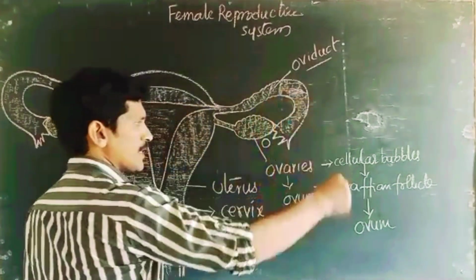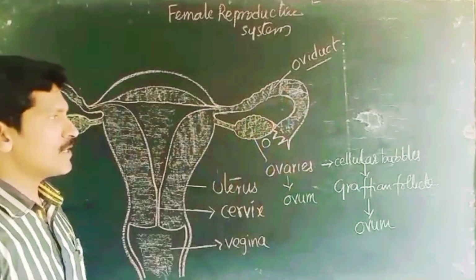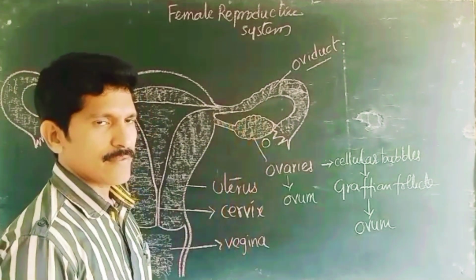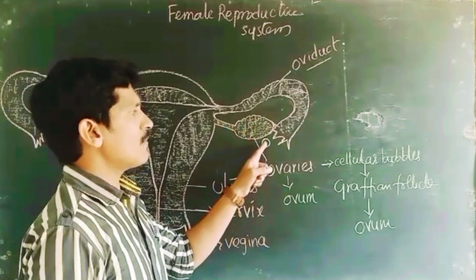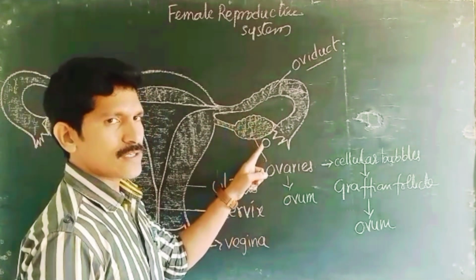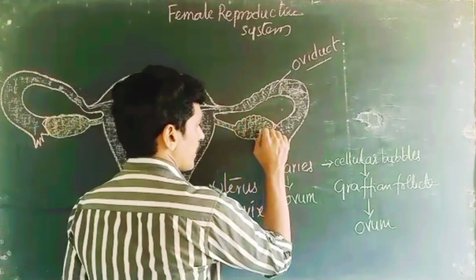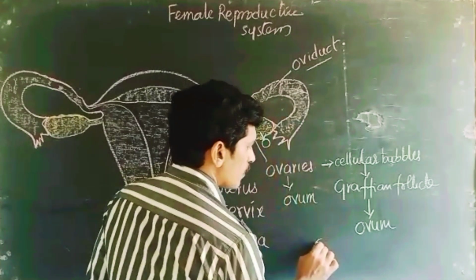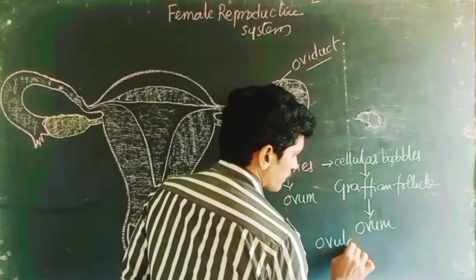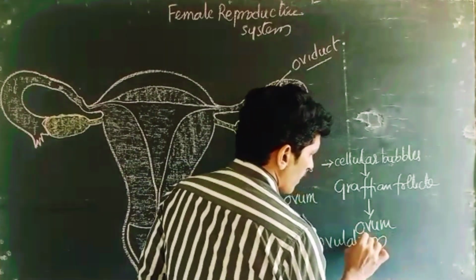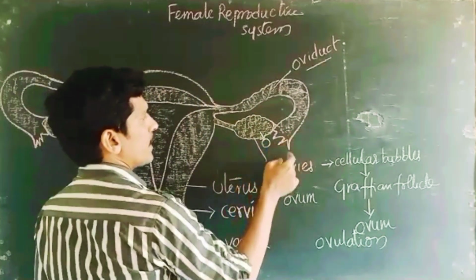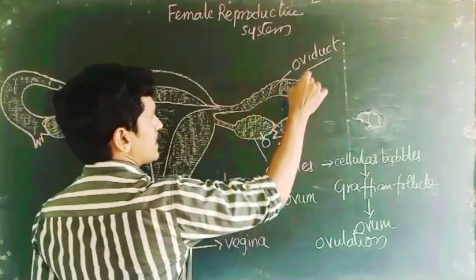When the ovum is flushed out of the ovary, it is called ovulation. Nothing but the releasing of the ovum from the ovary is called ovulation. After ovulation, the ovum is captured by the widened tube-like structure, the oviduct.